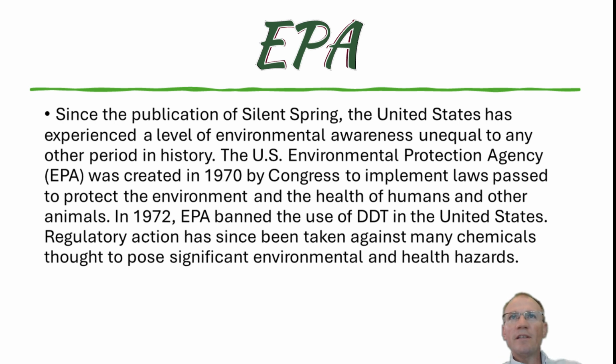There's two main points in this slide that you want to remember. The fact that the U.S. Environmental Protection Agency, or EPA, was created in 1970 by Congress, and also in 1972, the EPA banned the use of DDT in the United States. This was a really big action at the time, and something that was very important because the pesticide was doing a lot of damage to much of the ecosystem in the U.S., so this was really pivotal when it came to protecting the environment at the time.